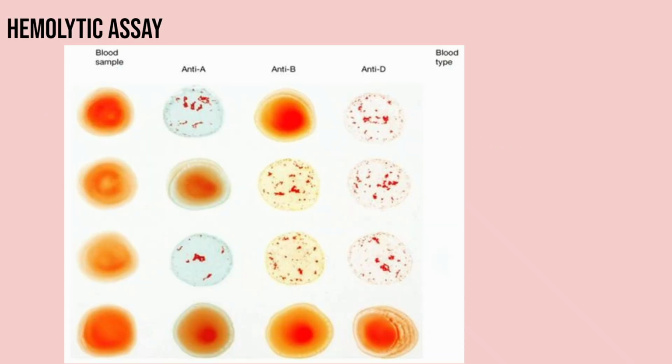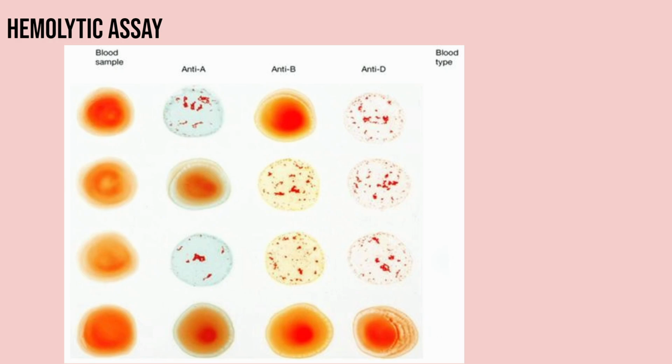All right. Okay. So this is a hemolytic assay. You guys did this in lab last week? Okay, cool. So basically what you're doing here is you're adding the antibody to each one to see the reaction, to see what clumps. And if you get clumping, you can therefore infer what type of blood type you have.